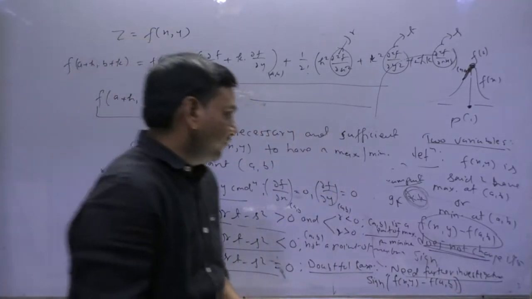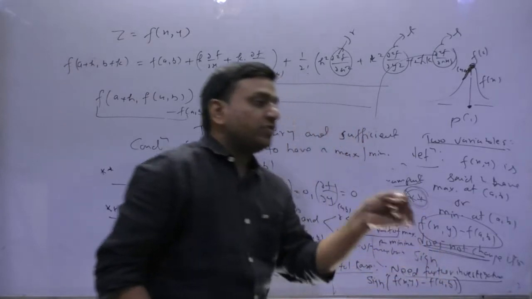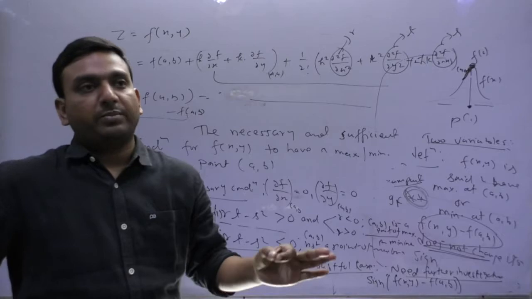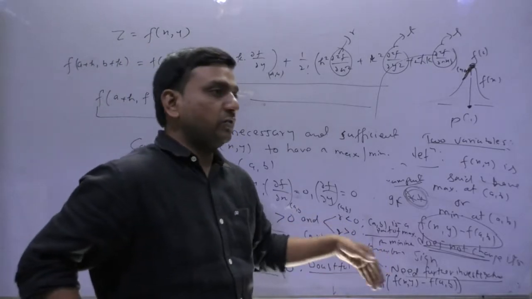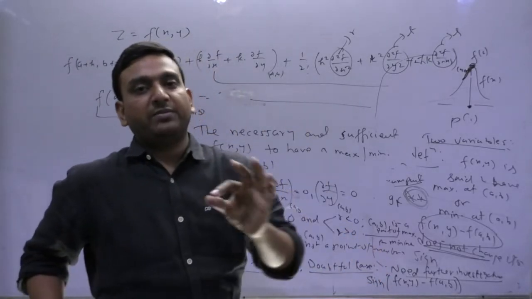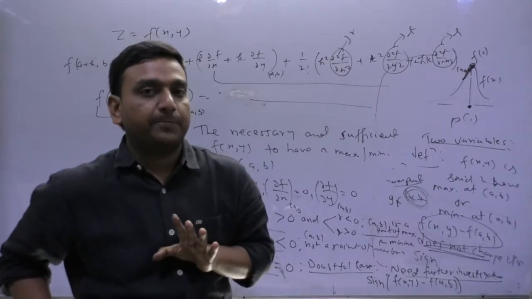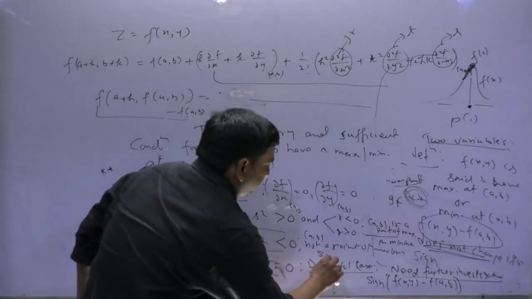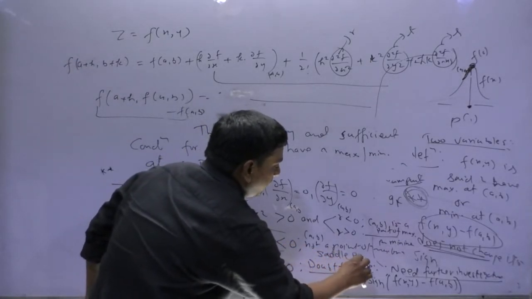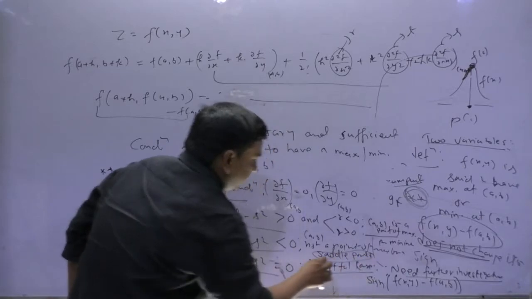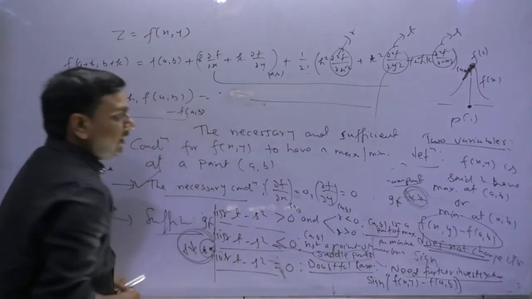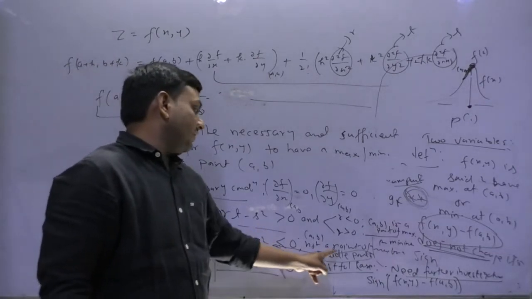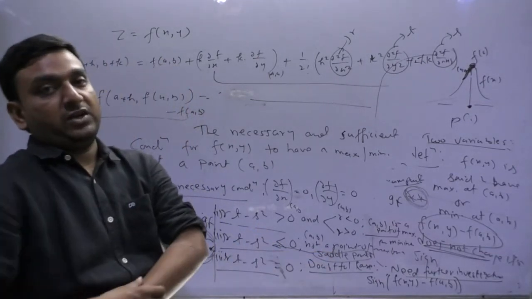If this expression does not change its sign, then we say that it is a point of maxima or minima. Greater than 0, less than 0, based on that, maxima and minima can be categorized. Clear? One more word we use, saddle point. So in case 2, when you have rt minus s square as 0, then we will say it is a point of neither maxima nor minima.